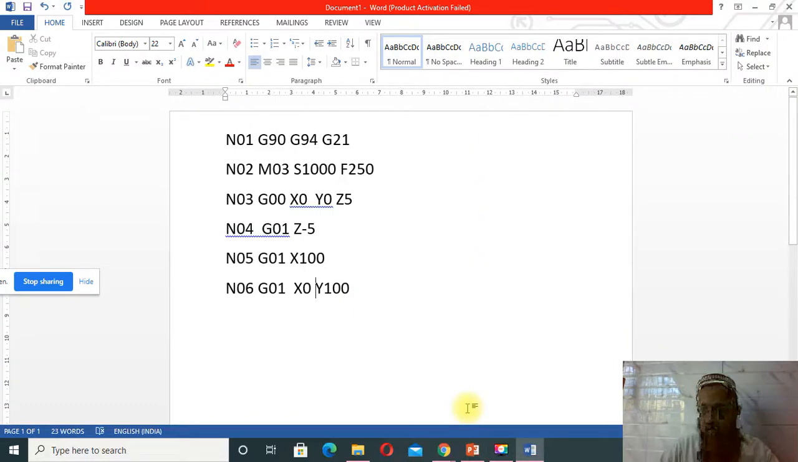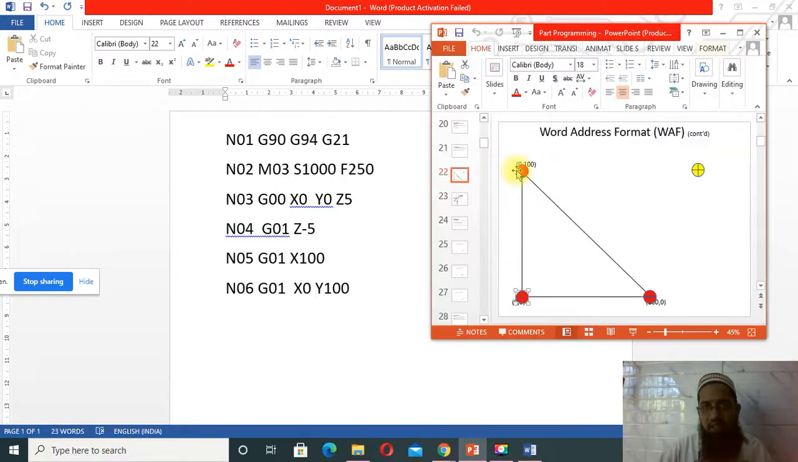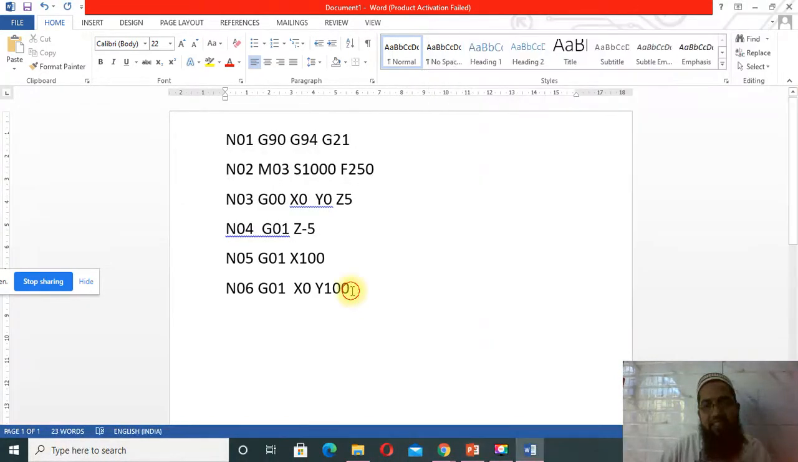Next, the tool has to machine this part; it has to be moved from here to here. Then the value of x and y will be x0 and y0 here. So now it comes here, N07, sorry, G01 and x0 and y also 0. Okay, now it is reaching the origin.